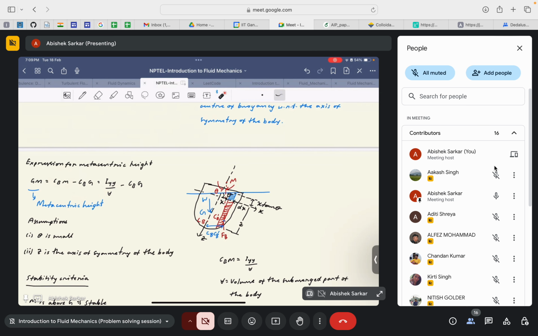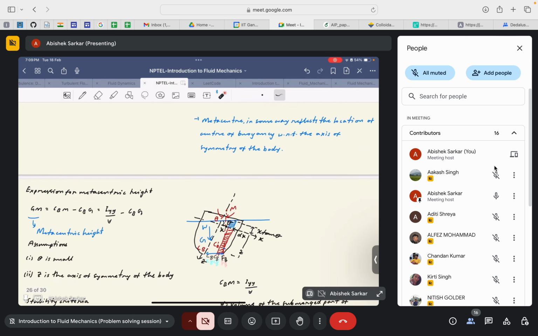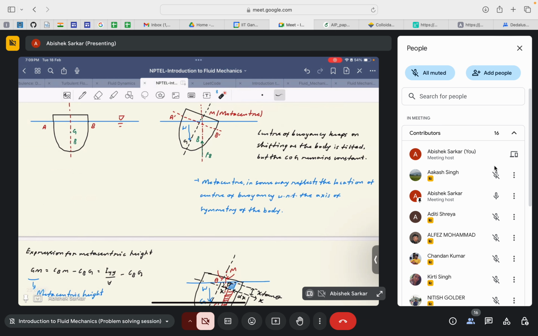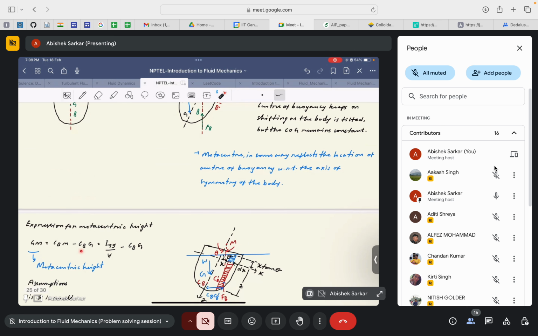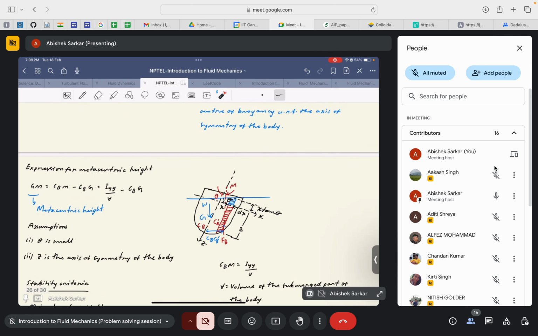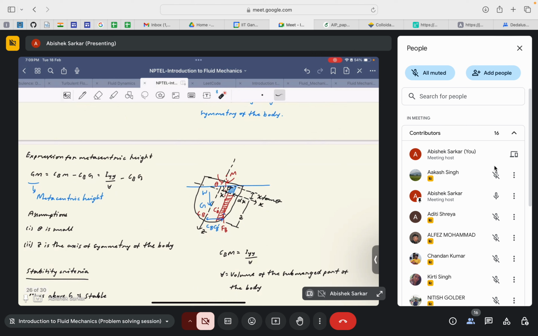But CB times G remains constant, because once you know the portion of the body that is submerged, the distance between the center of buoyancy and the center of gravity is easy to find. So this is something that can be calculated, but the other is something that you need to evaluate, depending on the volume of the body displaced by the fluid. Again, this expression is quite limited to certain scenarios where theta has to be small and Z is the axis of symmetry of the body. So this is valid for symmetric bodies.